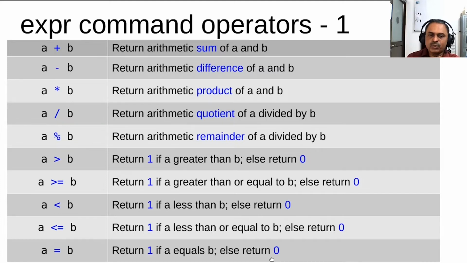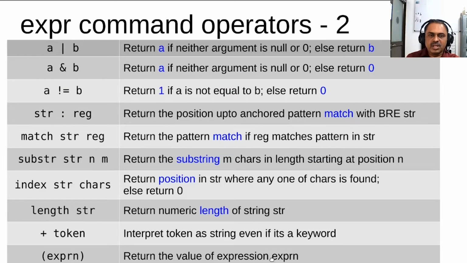For example, a greater than b would return 1 if a is actually larger in magnitude than b, otherwise it would return 0. A greater than or equal to b would return 1 if the numerical value of a is greater than or equal to b, otherwise it would return 0. Okay, so on for all other operators below. You also have a pipe operator where if neither argument is null or 0, then a will be returned, otherwise b will be returned. The ampersand operator is going to return a if neither argument is null or 0, otherwise it will return actually 0, not b. So you can see that there is a subtle difference between the pipe and ampersand operators.